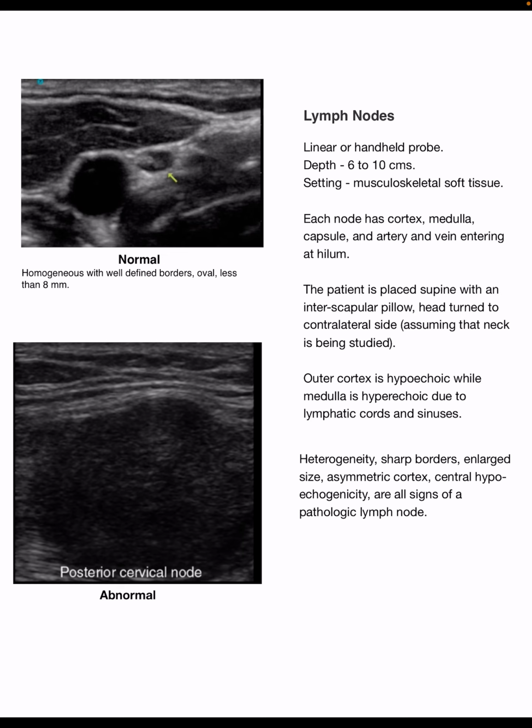Patient is optimally placed supine with an interscapular pillow, head turned to the contralateral side, assuming that it's the neck that's being studied. The outer cortex is hypoechoic, while the medulla is hyperechoic due to lymphatic cords and sinuses. Heterogeneity, sharp borders, enlarged size, asymmetric cortex, central hypoechogenicity are all signs of pathology.